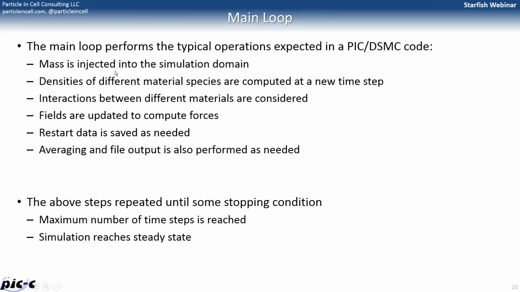Then the interactions between different materials are considered, so these would be collisions or maybe some chemical reactions. Then we update different fields to compute forces. So for instance, Poisson's equation could be solved. And then restart data is saved as needed. Then we also do averaging and file output as needed. And all this is repeated until some stopping condition is met. This will typically be some max number of time steps or the simulation reaching a steady state.